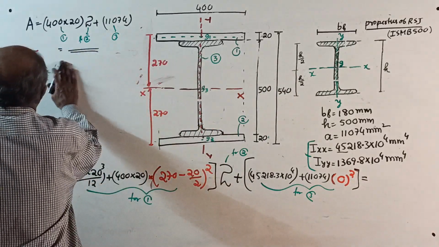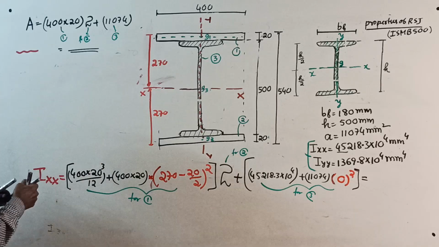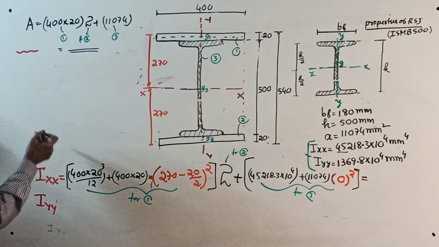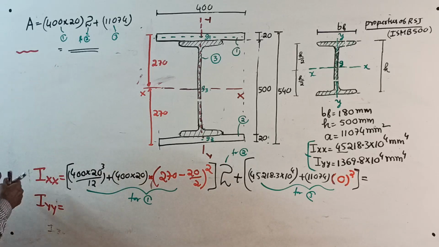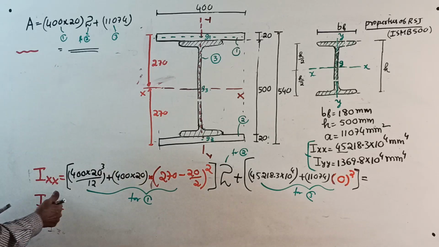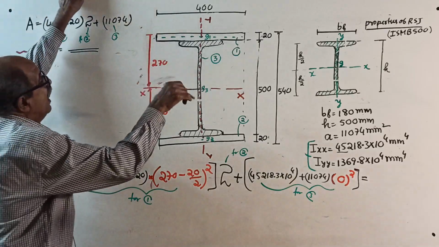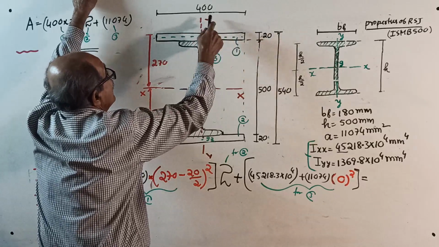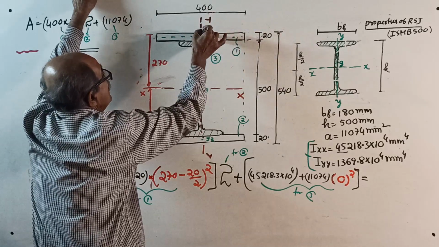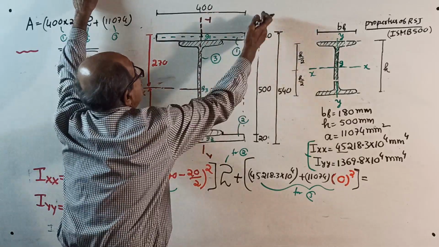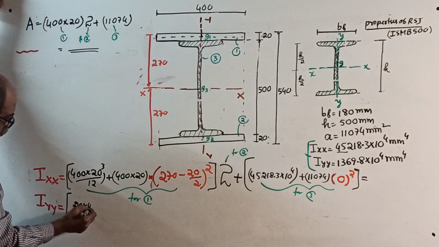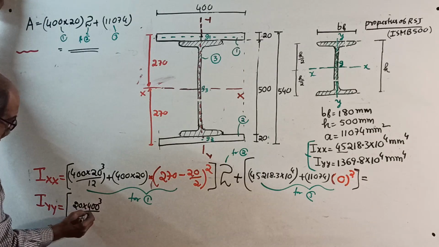Then I write IYY here. Actually, next you require IYY. Okay, I can write here only, no problem. Next time I will lift the section slightly. Start. I about YY for this plate. First about the rectangle, its own centroidal axis, parallel to YY, same axis: 20 into 400 cube by 12.